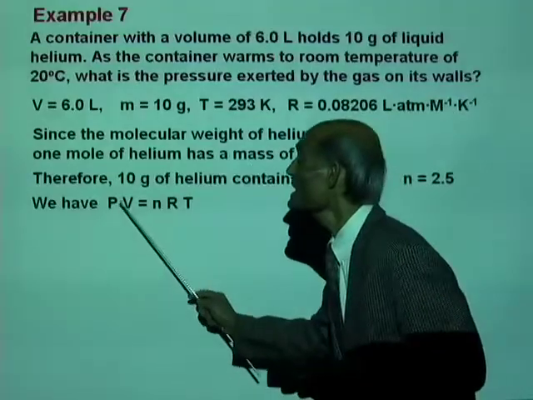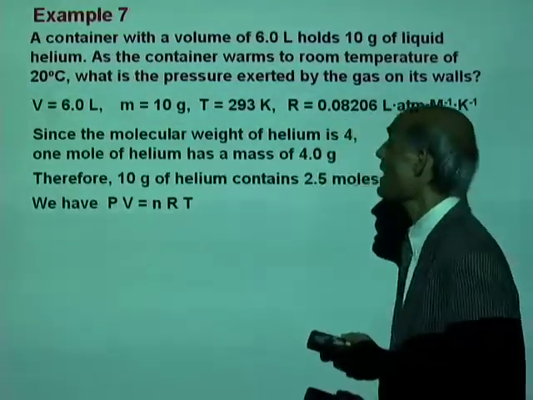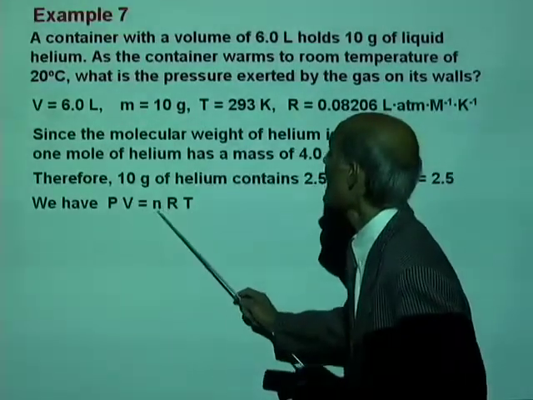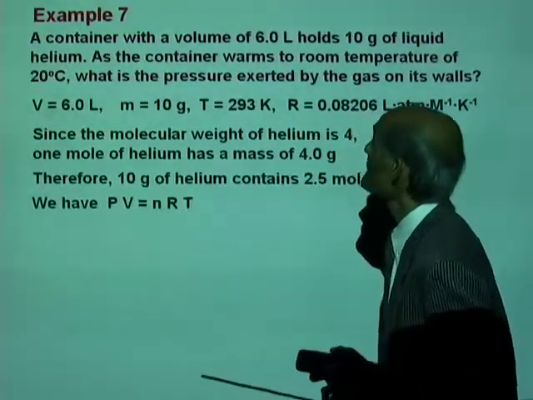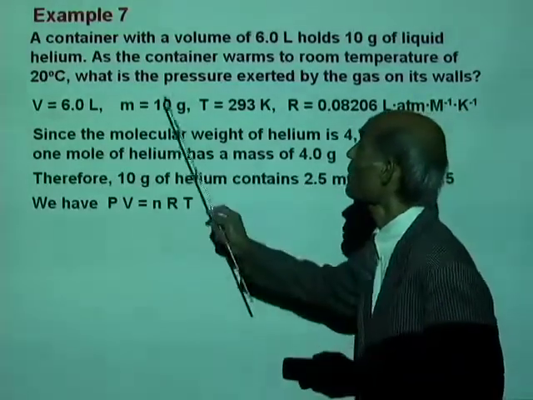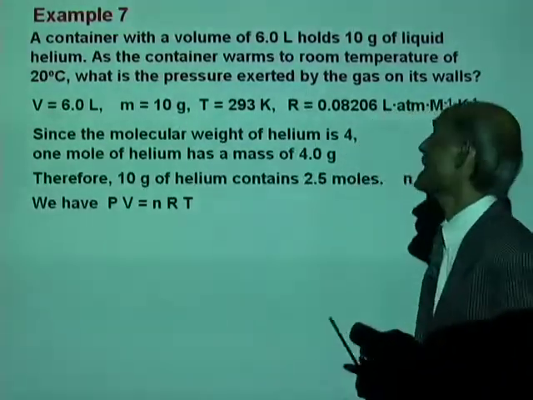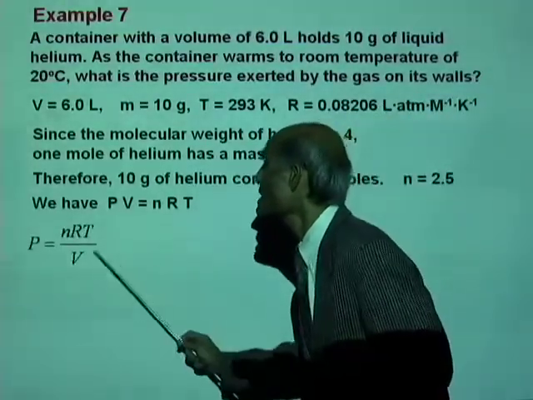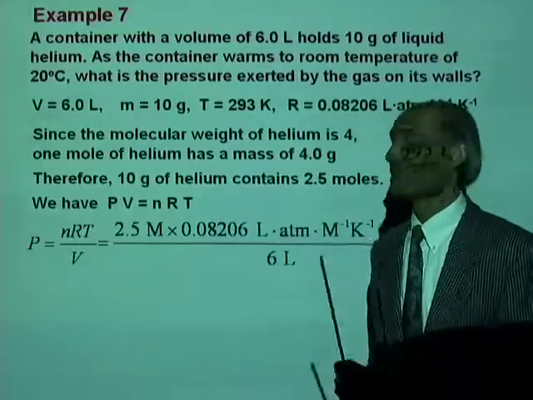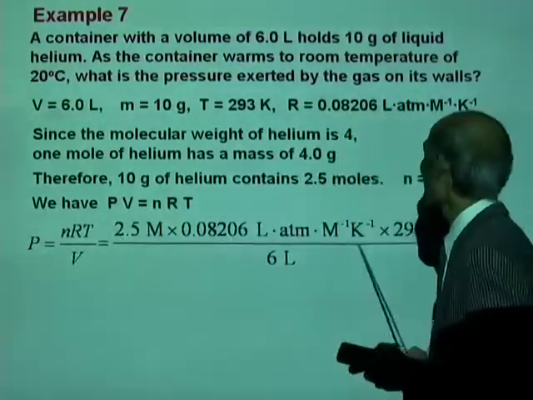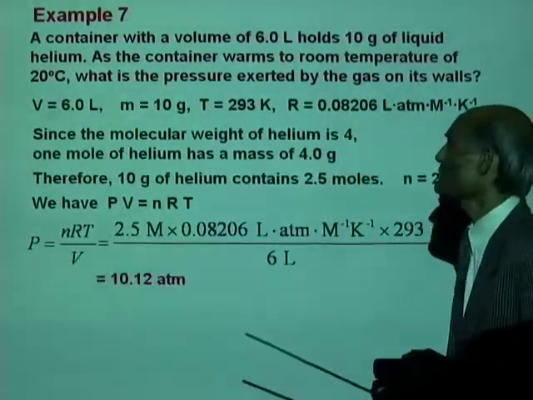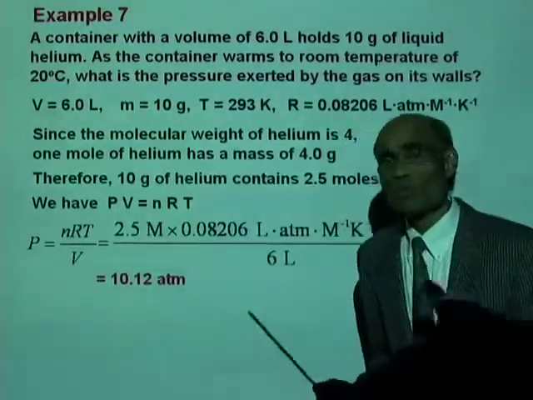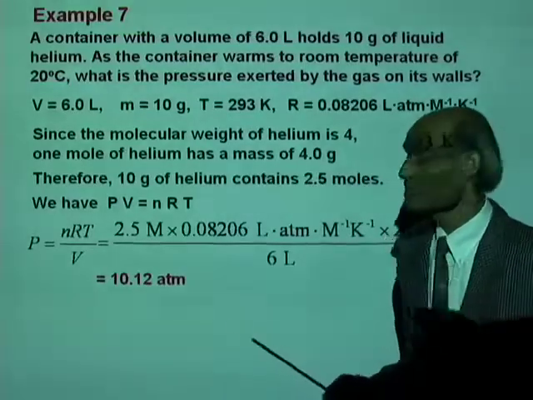Now we have PV equals nRT. We've got V, we've got n, we've got R, we've got T. We can find the pressure. What is the pressure exerted by the gas on its wall? Pressure equals nRT divided by V, and use all the given values. That gives you 10.12 atmosphere.